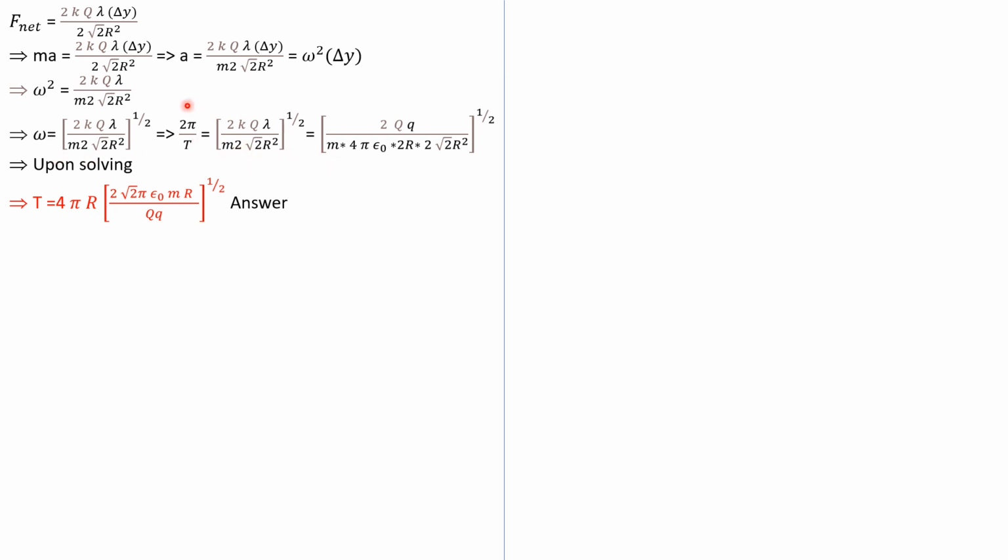Omega can further be written as 2 pi by the time period of oscillation. Finally, upon solving, you will get T equal to 4 pi times the square root of (2 root 2 pi epsilon naught m R divided by Q q). So this will be the time period of oscillation.